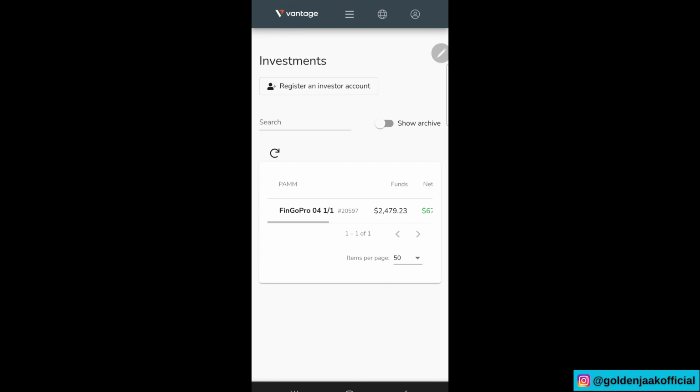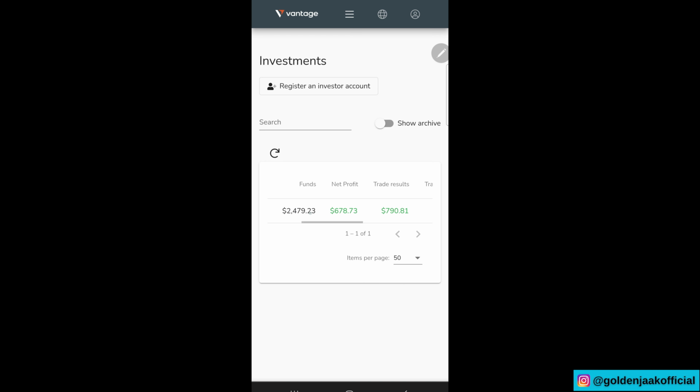Welcome back. I think the best way to do it is just to log into a couple of PAM accounts and then explain it, visualize it, how to actually read the results. So this is my personal Fingo Pro 4 account that is on the Vantage broker. Whenever somebody logs into their social trading solution, the Fingo Pro solution, this is the first view they will see. What most people don't know is you can actually click on this here to see the detailed view, but they don't do it.